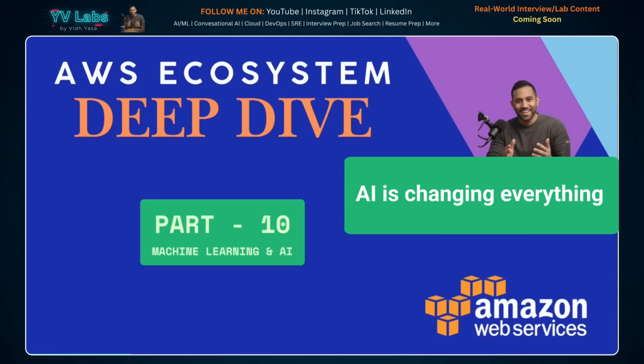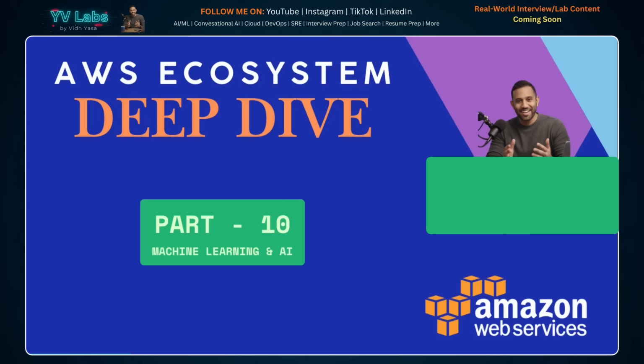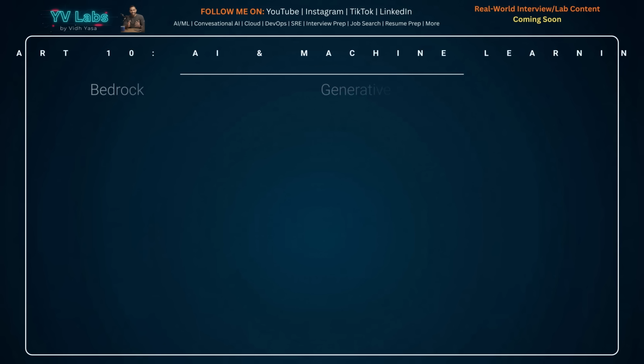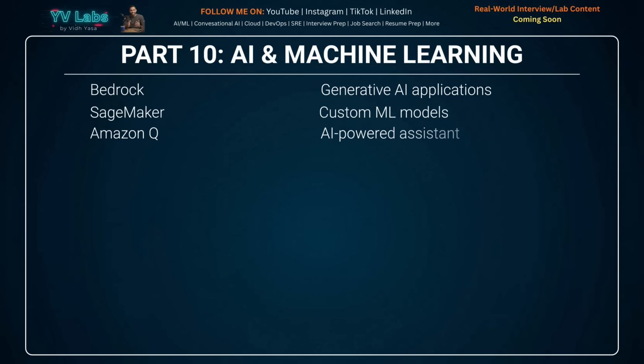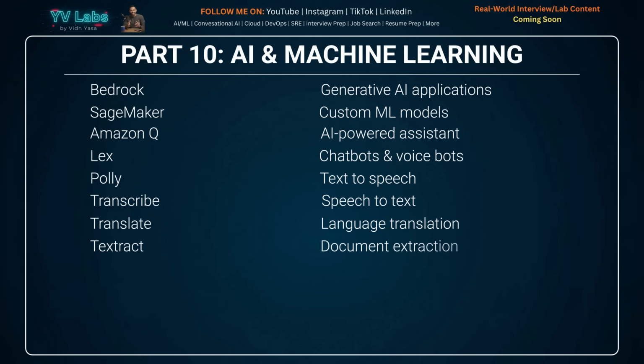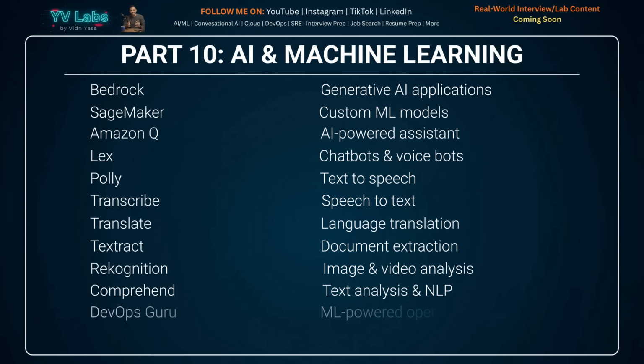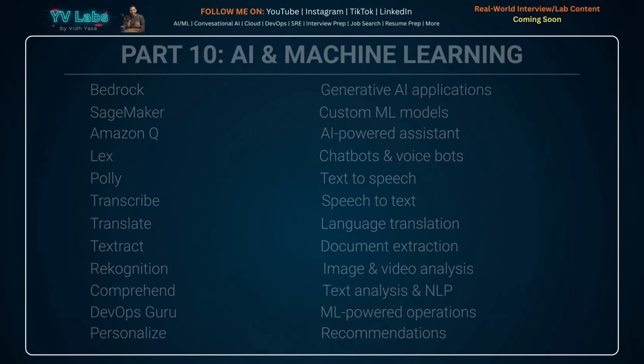Every company wants to add AI capabilities to their applications, and AWS has released a massive suite of AI and machine learning services. In part 10, we are covering Bedrock for generative AI applications, SageMaker for building custom models, Lex and Polly for conversational AI, Rekognition for image analysis, and much more. This is the future of software development.